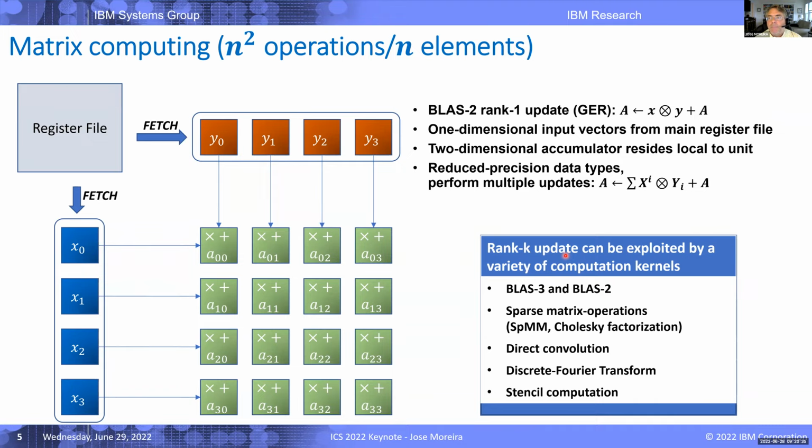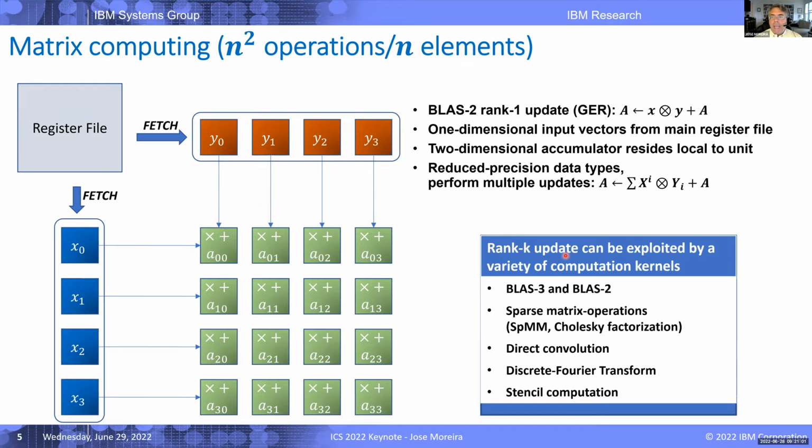Each one has n elements, but now you do the outer product, meaning for each element of X, you combine with each and every element of Y. So you take X0 and you combine with Y0, Y1, Y2, Y3. You take X1 and you combine with Y0, Y1, Y2, Y3, and so on. So you actually do N squared operations.